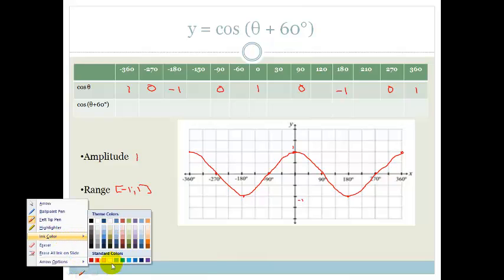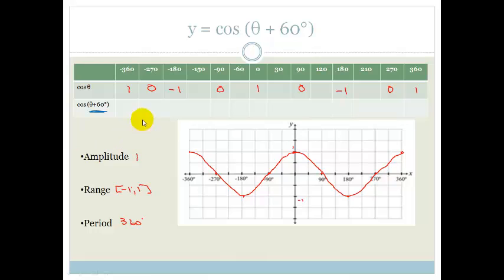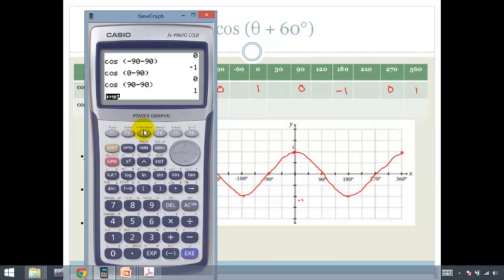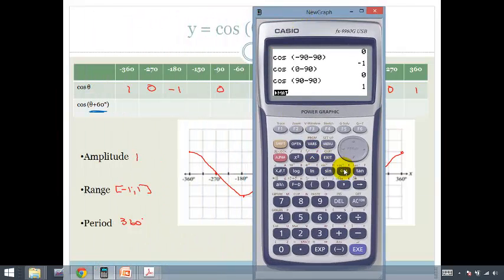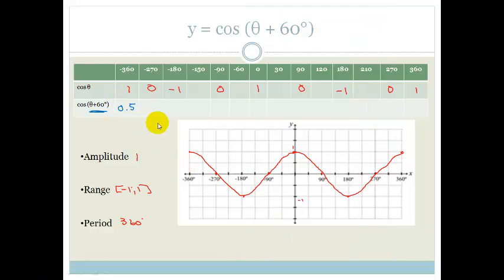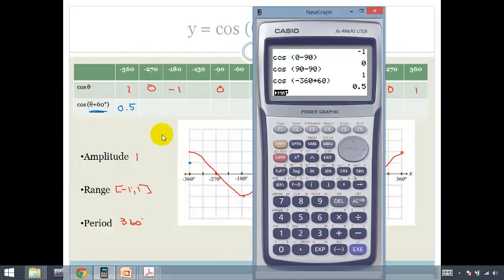Now we're going to be looking at, and shall we choose this beautiful blue there, cos of theta plus 60. And again, what we're going to do is put the numbers in the calculator and see what we get. So cos of bracket minus 360 plus 60 gives me 0.5. So that's over there. Then to do minus 270, we get cos of bracket minus 270 plus 60, close bracket, equals minus 0.87.